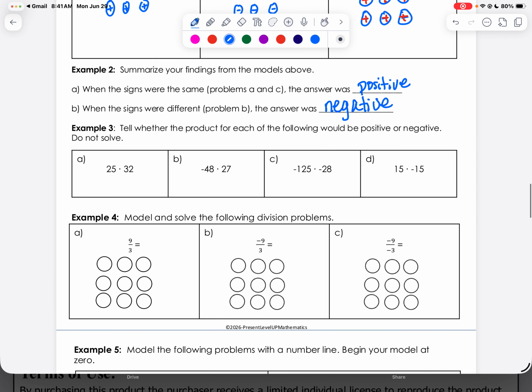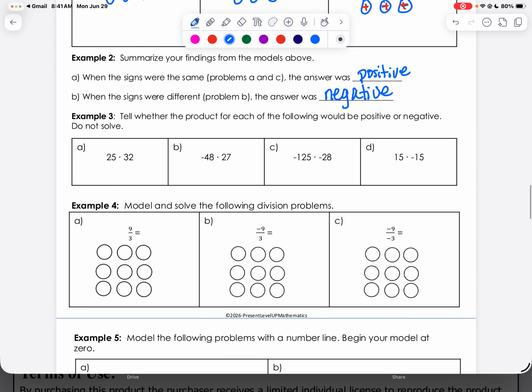So in example 3, it says tell whether the product for each of the following would be positive or negative. Do not solve. In other words, they don't want you to multiply this out. They just want you to say, would the answer be positive or negative? So in problem A, we have positive 25 times positive 32. The signs are the same, so positive. I'll just abbreviate that. In problem B, we have negative 48 times 27. So here the signs are different, so these would be negative.